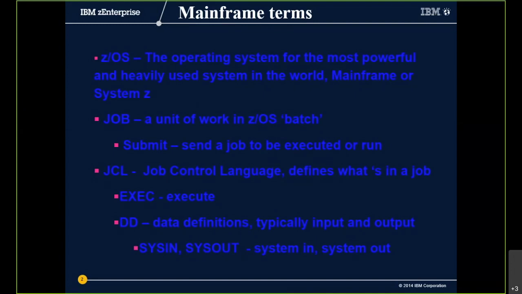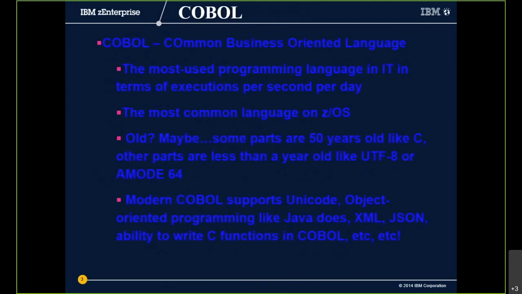And then everything needs input and output, files and resources, work areas and things like that. And we use a DD statement, a data definition statement, to tell the job where to get input and output, for example. And then the common terms are SYSIN, system input, and SYSOUT, system output. So you'll see those as well. In my job, I'm going to compile, link, and run a COBOL program.